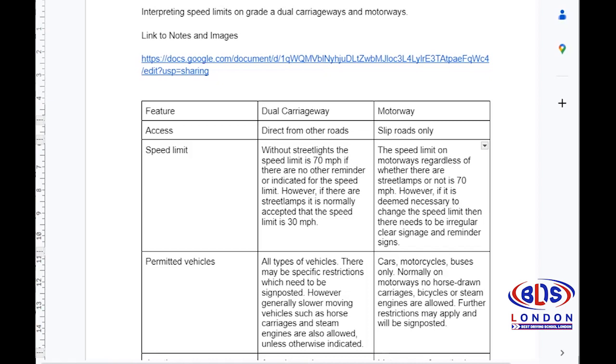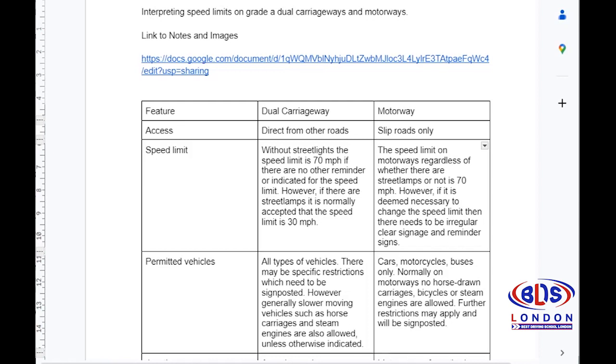the difference is whether you have street lamps or not. The speed limit on a motorway, unless otherwise indicated, is 70 miles per hour. So when it says motorway, they don't need to put up a sign that says national speed limit. That is, the national speed limit is 70 miles per hour on a motorway, whether there are street lamps or not.